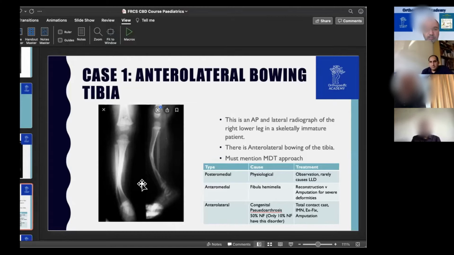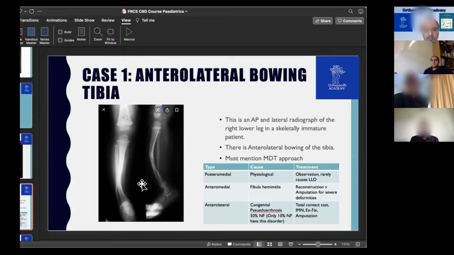And it's got associations with things like a ball and socket ankle joint. And then the anterior lateral one is the one that you often get in the exam because it's associated with neurofibromatosis. You're correct that 50% have neurofibromatosis, but only 10% of neurofibromatosis patients have this disorder.